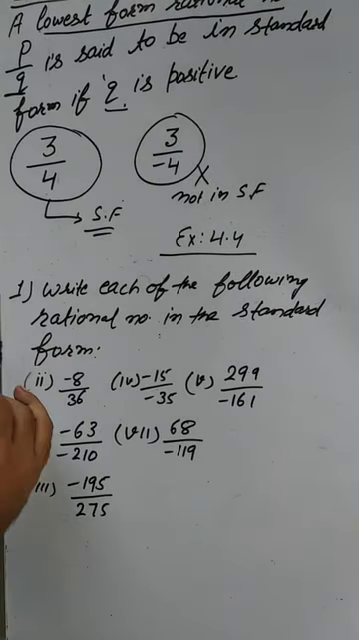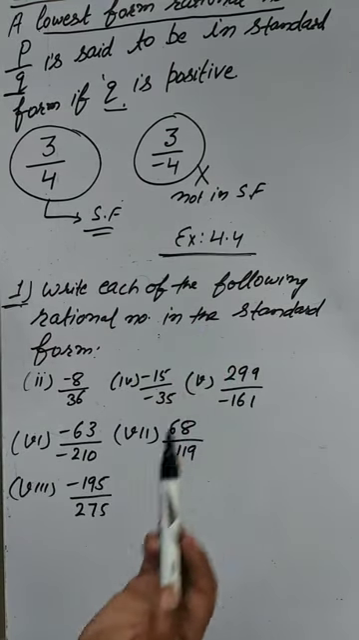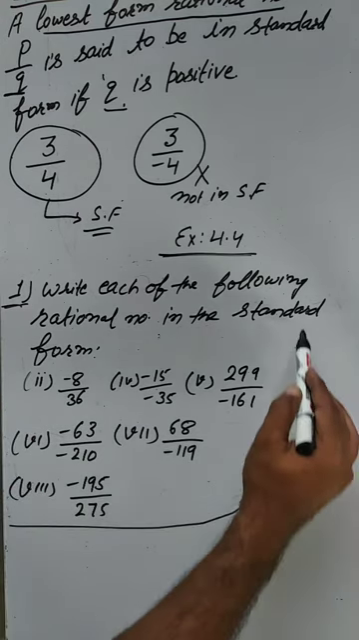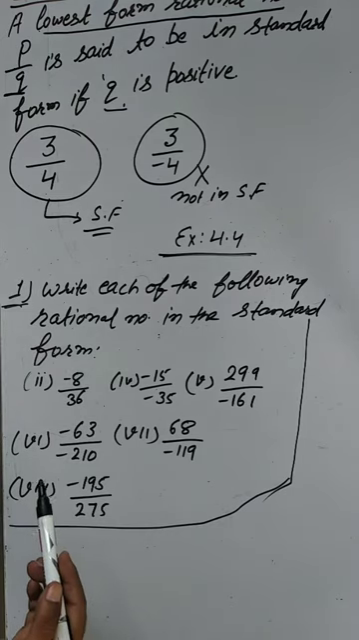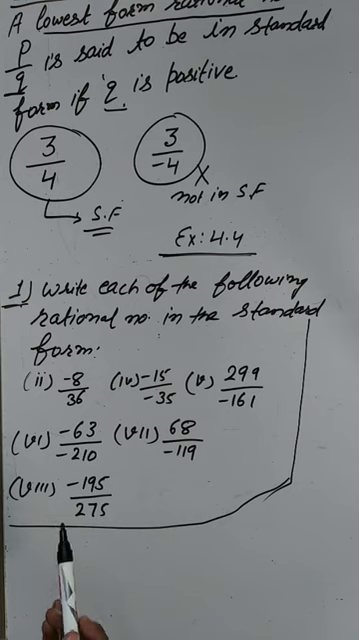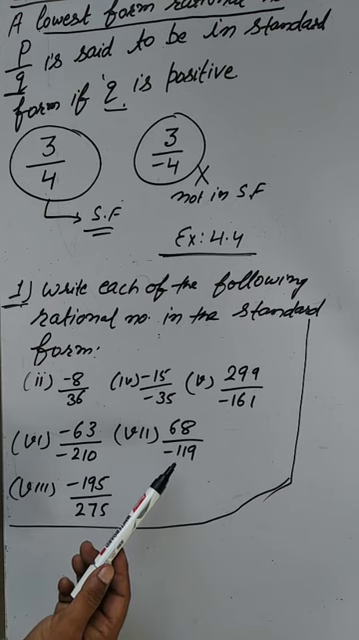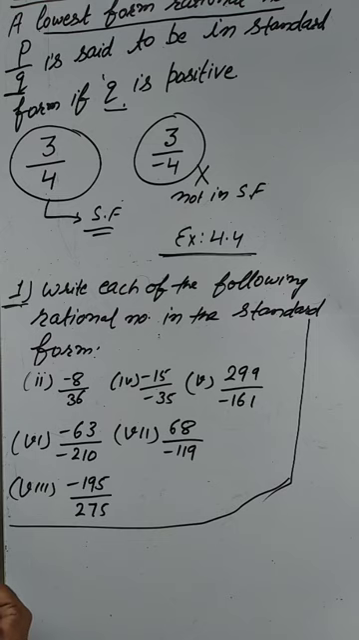Yes, beta, these are the pending parts of question first, exercise 4.4. You have to try these parts by yourself as I have explained part first and part third. Firstly, beta, convert the denominator into positive form. Then change the rational number in the lowest form. Then it will become in the standard form. This is all about the exercise 4.4. Thank you, beta.